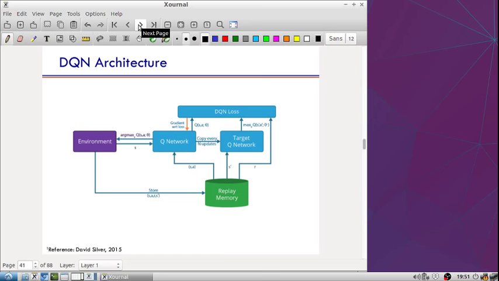So Q of S comma A has a theta. This diagram is from a different presentation, so it's theta instead of W. Think of these as Y's, just fixed Y's. I'm just trying to update theta such that this prediction is close to Y. Update the theta, that's all. And you can use gradient descent or something to do that.